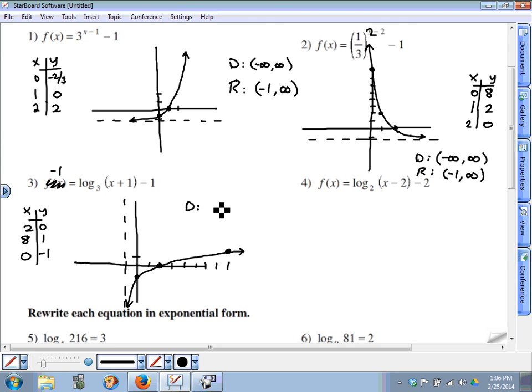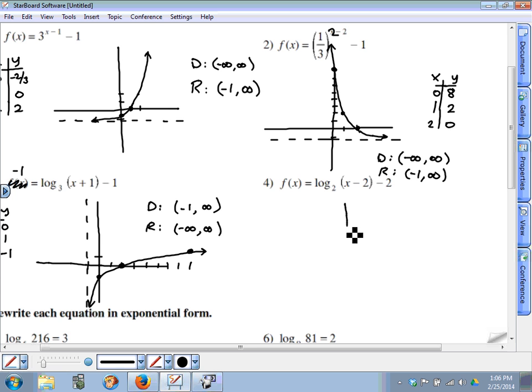Here the domain is from -1 to infinity, and the range is all real numbers. It doesn't include -1 because that's where our vertical asymptote is for the domain. Okay, question 4. The vertical asymptote is located by following the horizontal translation. X minus 2 is a movement to the right 2 units.